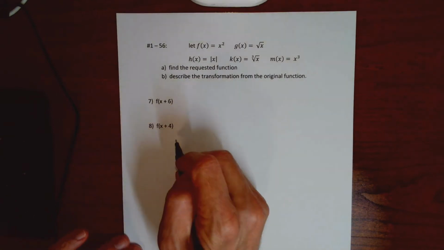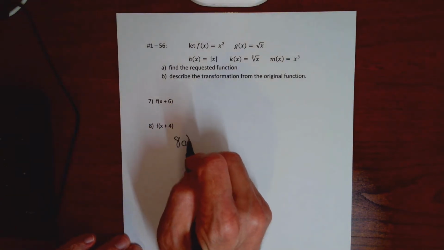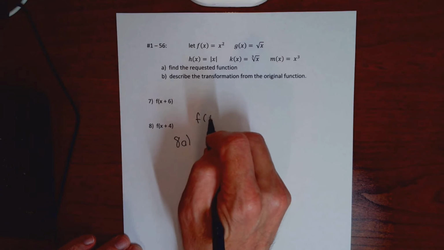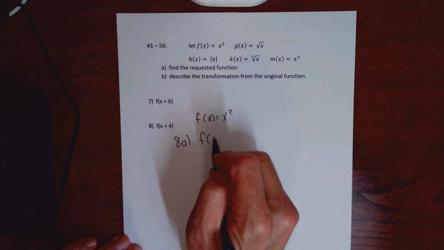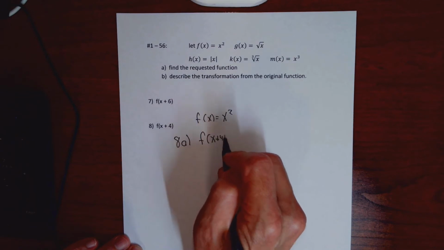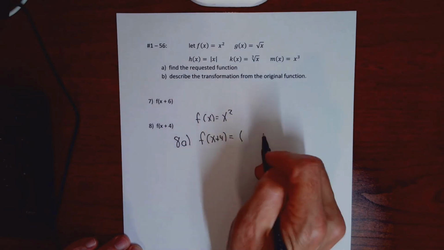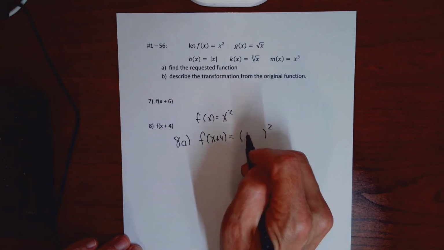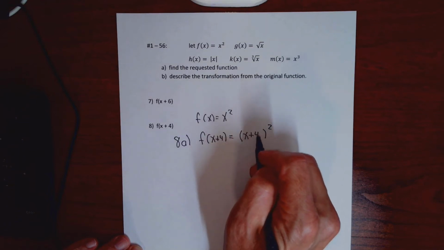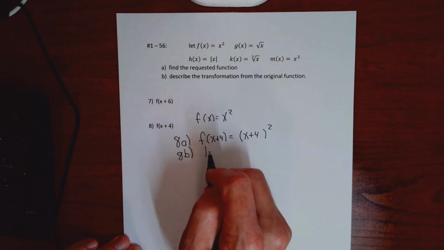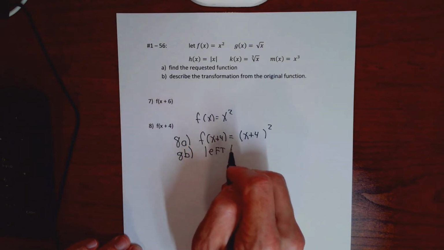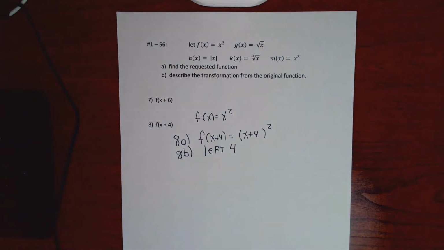Question 8a calls out the same function, that f of x equals x squared. It wants me to find f of x plus 4. Because the initial function doesn't have a parentheses, and I need to keep the x and the 4 bound together, I'm going to create a parentheses and put that 4 inside the parentheses. Pluses, with my function notation, inside a parentheses moves the graph left.